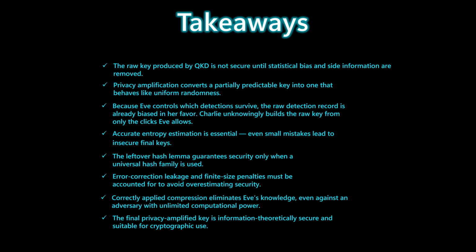Sixth, error correction leakage and finite-size penalties must be subtracted explicitly. If these terms are ignored or underestimated, the entropy analysis becomes invalid, and the resulting key length is unsafe. Seventh, when privacy amplification is applied correctly, with the right entropy estimate and the right hash function, the compression step eliminates the adversary's knowledge, even when the adversary has unlimited computational power.